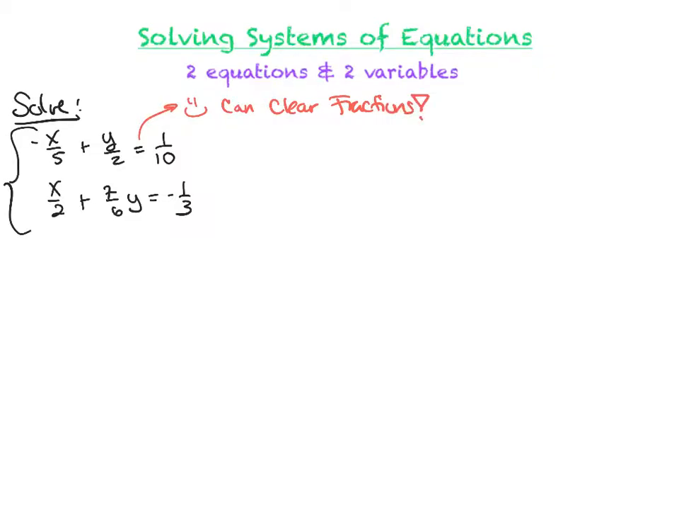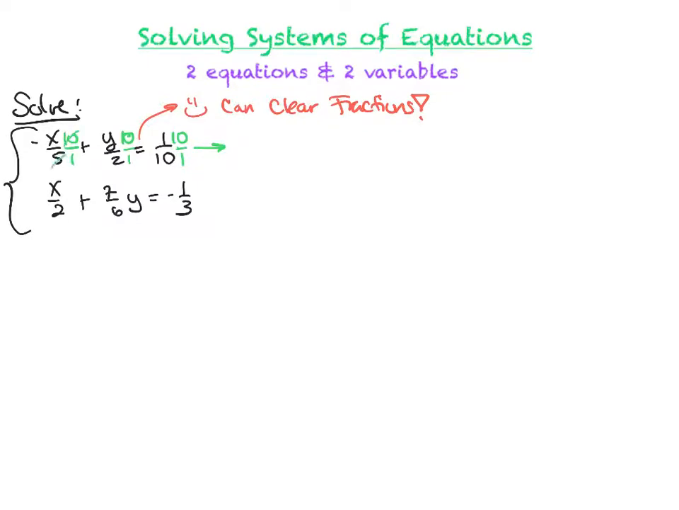So remember, when you're clearing away fractions, what you're doing is finding the least common denominator for each equation. So for the top equation, looks like the LCD between 5, 2, and 10 is 10. So I'm going to multiply both sides of my equation by 10, or maybe 10 over 1.